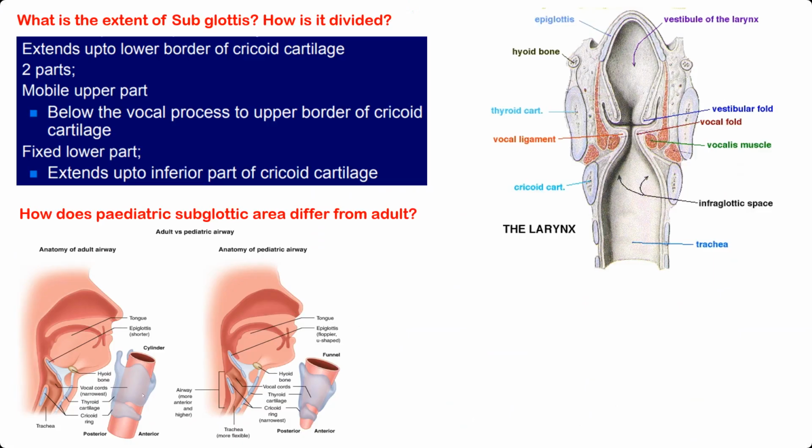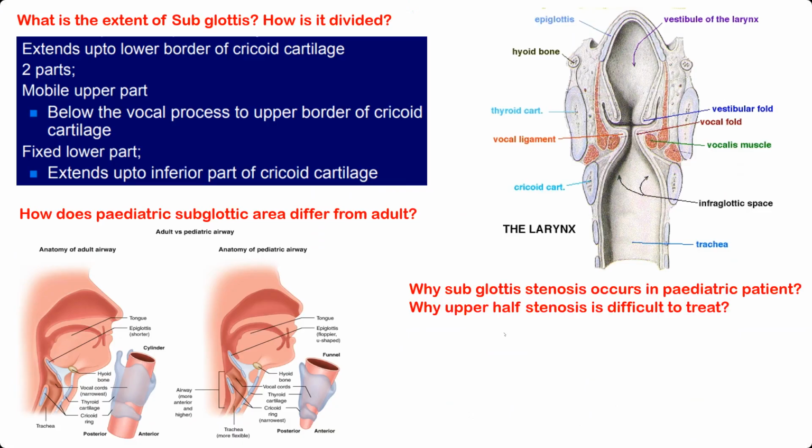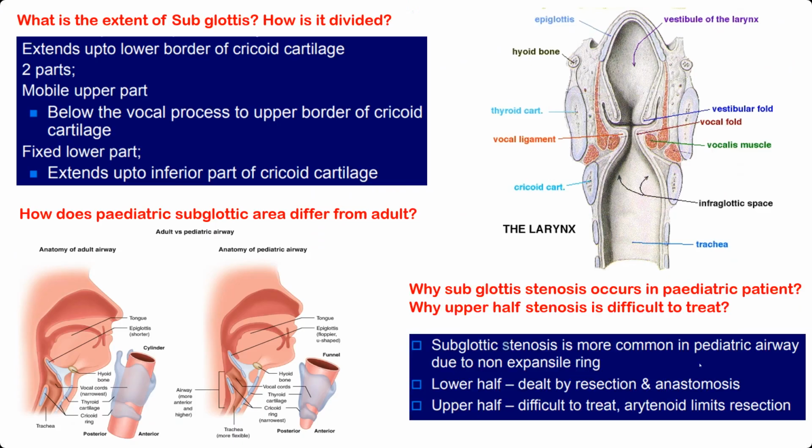So it is funnel shaped in the pediatric patient and cylindrical in the adult. So subglottic stenosis occurs in pediatric patients. Why? And upper half of stenosis is difficult to treat. Why? So these are the two reasons I told you. Subglottic area is divided into a mobile upper part and a fixed lower part. So the answer for that is subglottic stenosis is more common because of the non-expansile ring at this age.